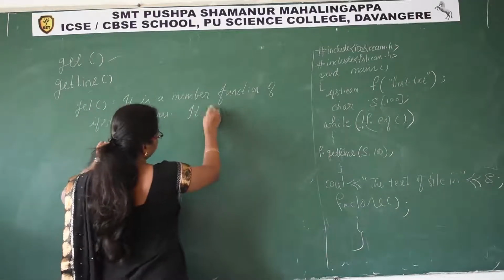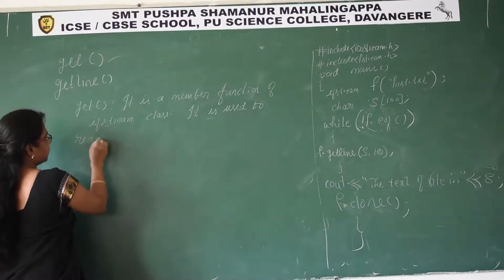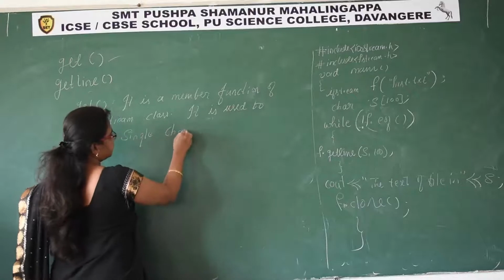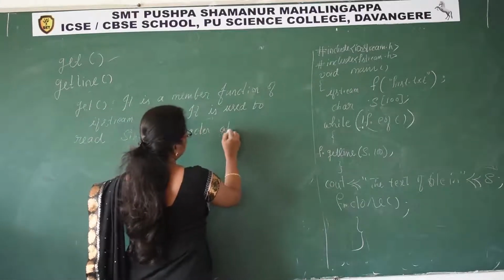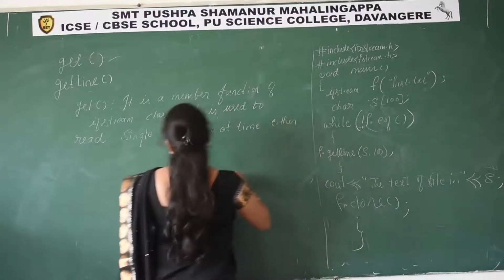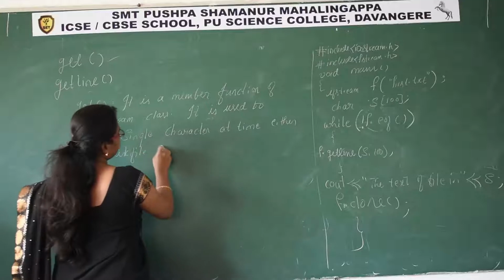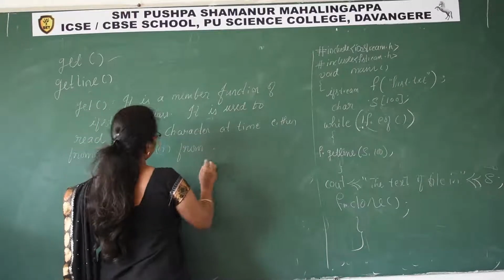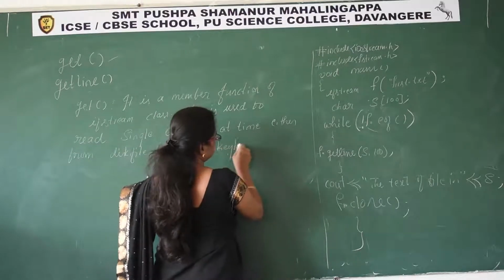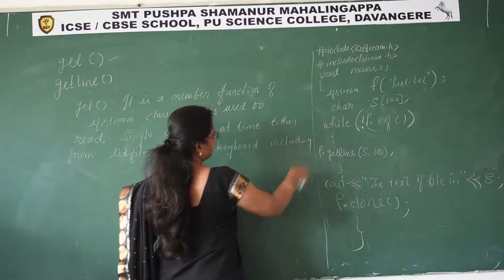It is used to read a single character at a time, either from a disk file or from an input device or from the keyboard, including white spaces.